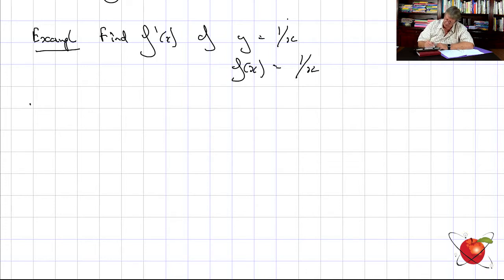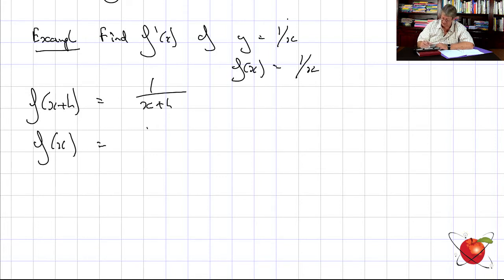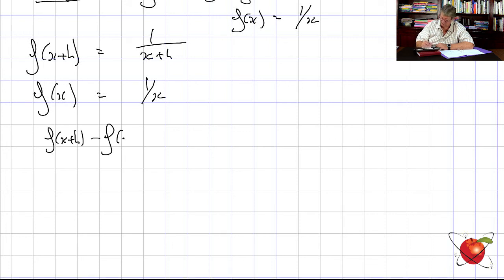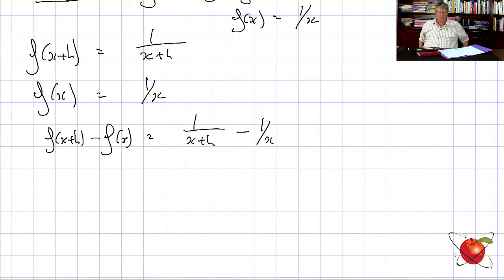How do we do it? First of all, what is f of x plus h? That is going to be 1 over x plus h. f of x, I write underneath it, is 1 over x. Then what is f of x plus h minus f of x? I know, this is boring, eh? 1 over x plus h minus 1 over x. Okay, now where do we go from here?